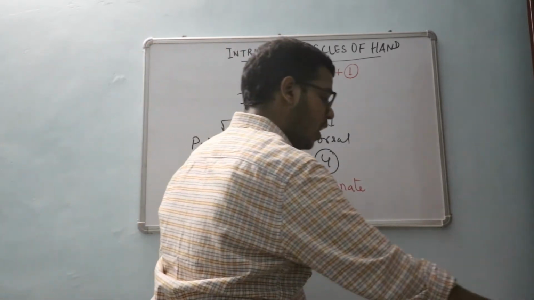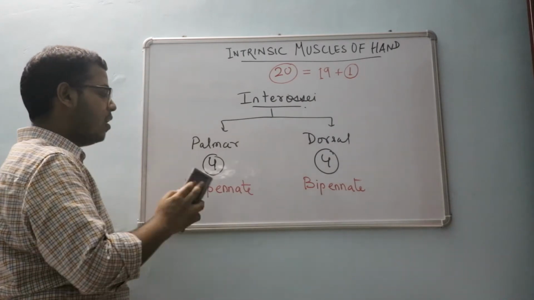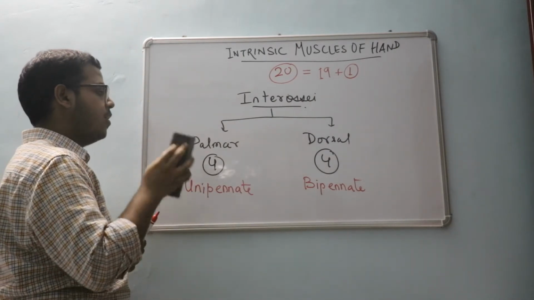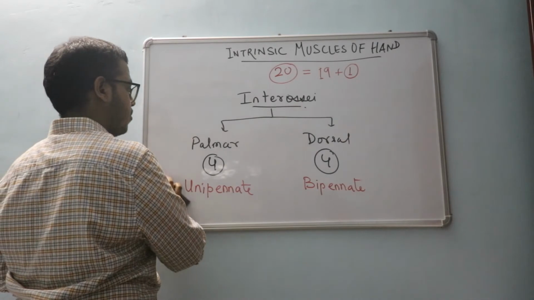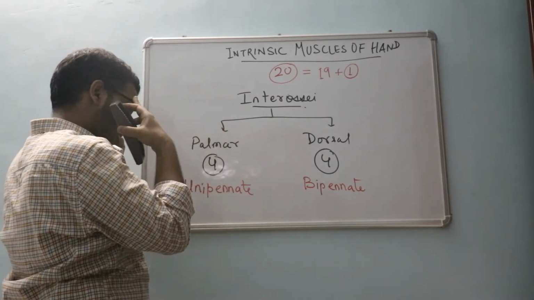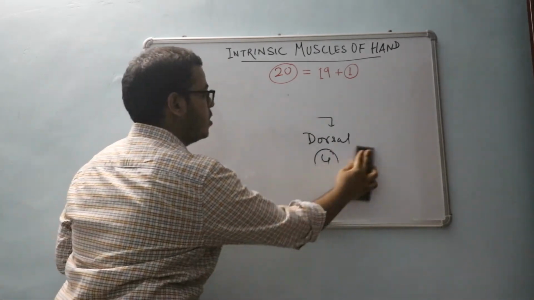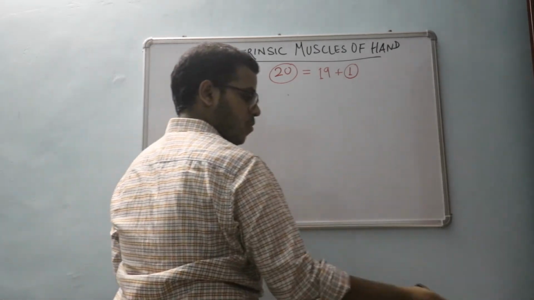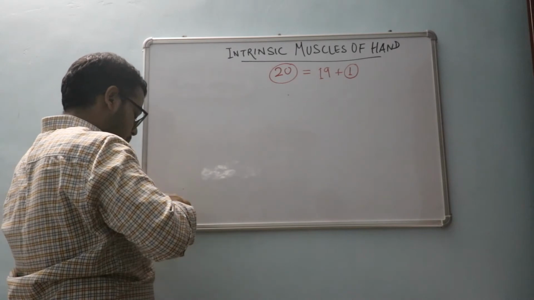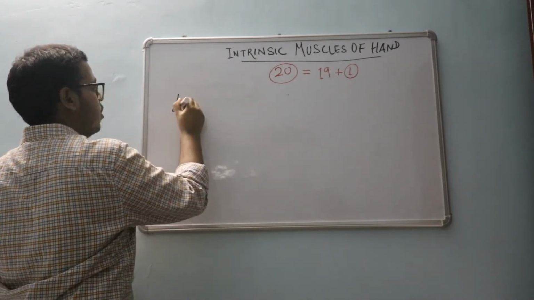Okay. Now let us see the rest of the muscles. We have done 14, so we are left with 6 muscles. We have 4 lumbricals.